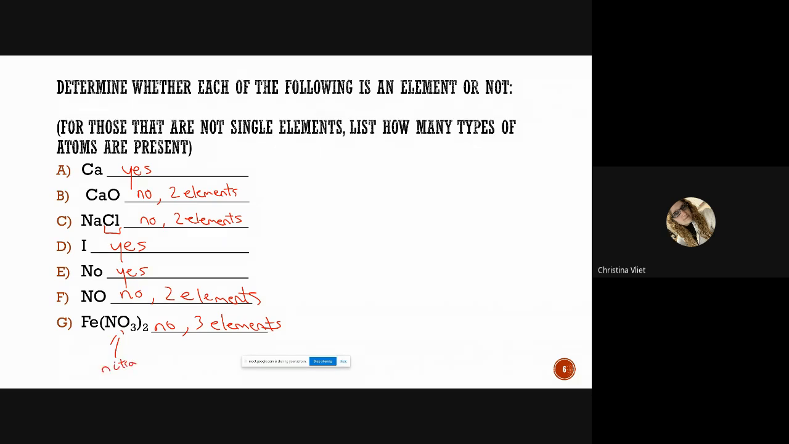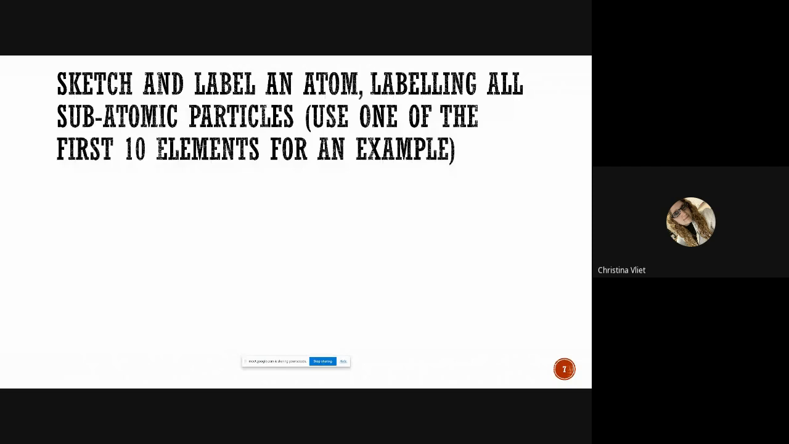It is on the things I asked you to memorize, but I said don't stress if you haven't memorized it all yet. It won't be on the first test. But it is things you need to know this year, basically. When we get to the unit where we need to know naming, you'll need to know that NO3 is nitrate for sure. All right, so we're feeling okay about elements and compounds. Good review. Next, sketch and label an atom.